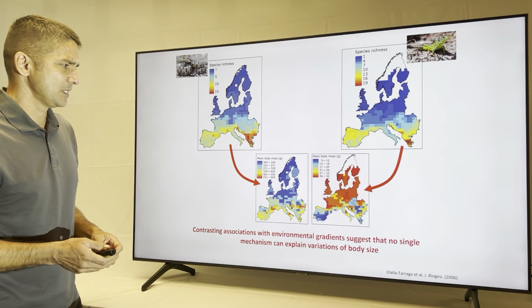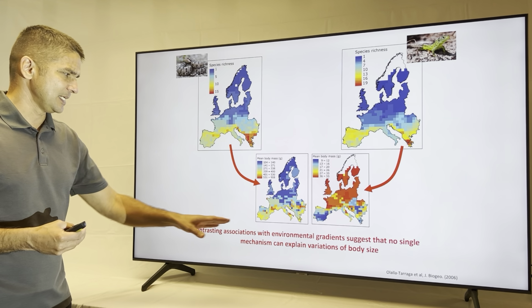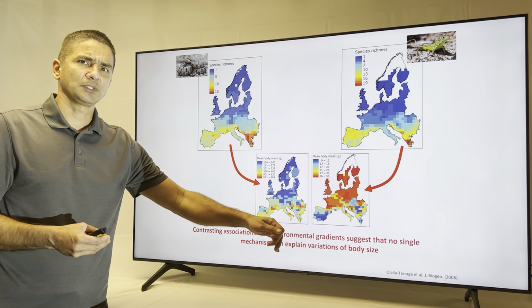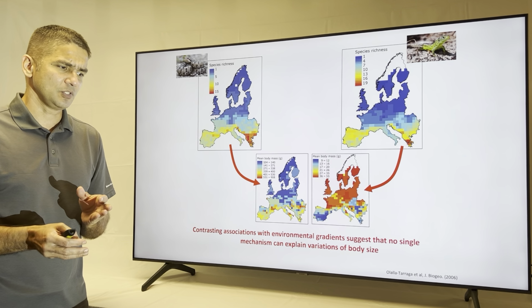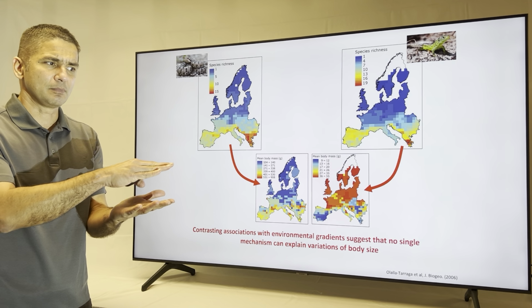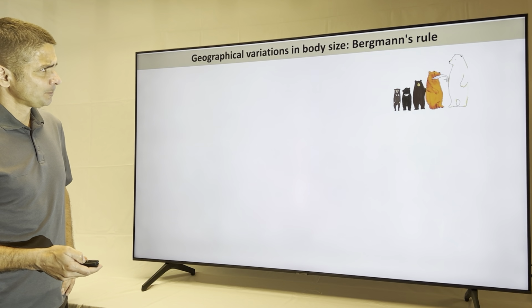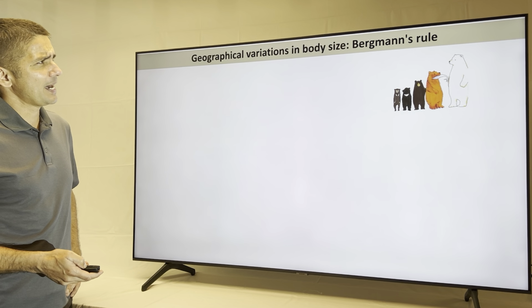And again, that's one piece of evidence to suggest that there is not going to be a single mechanism that can explain variations in body size. So most likely it's going to be something that is taxa specific, what makes these patterns in body size similar or different among species in space. Let's start looking at the patterns though.